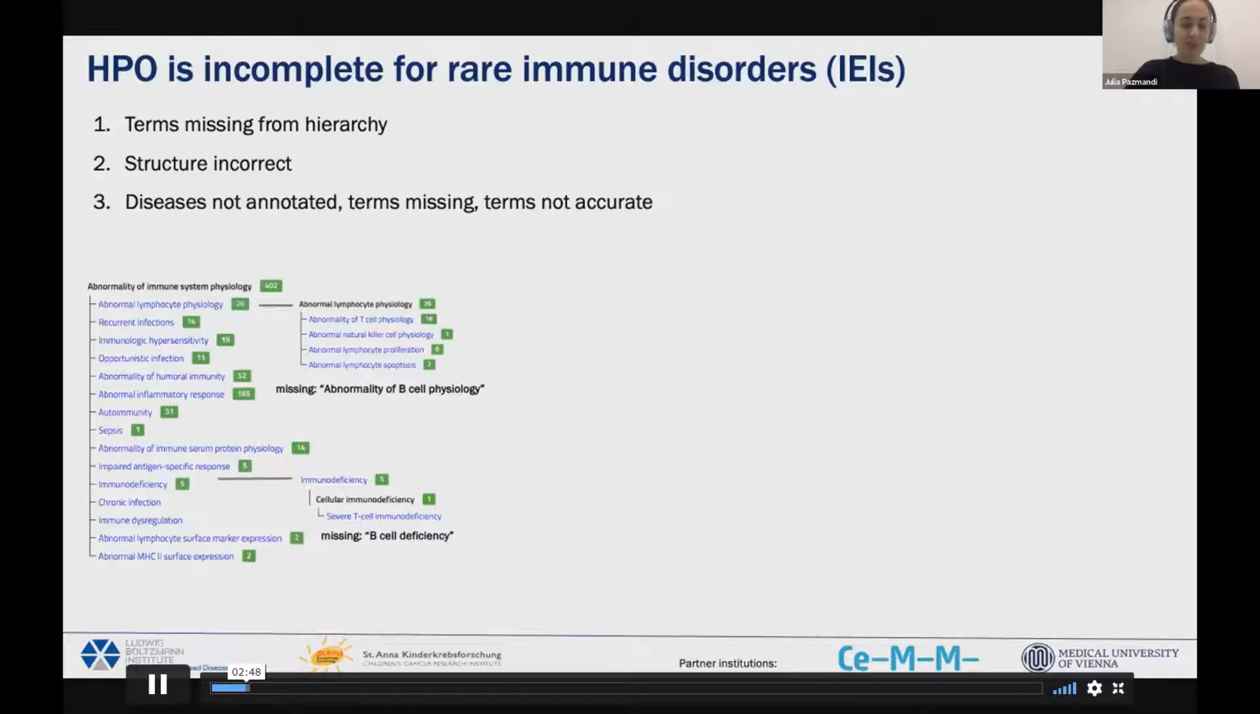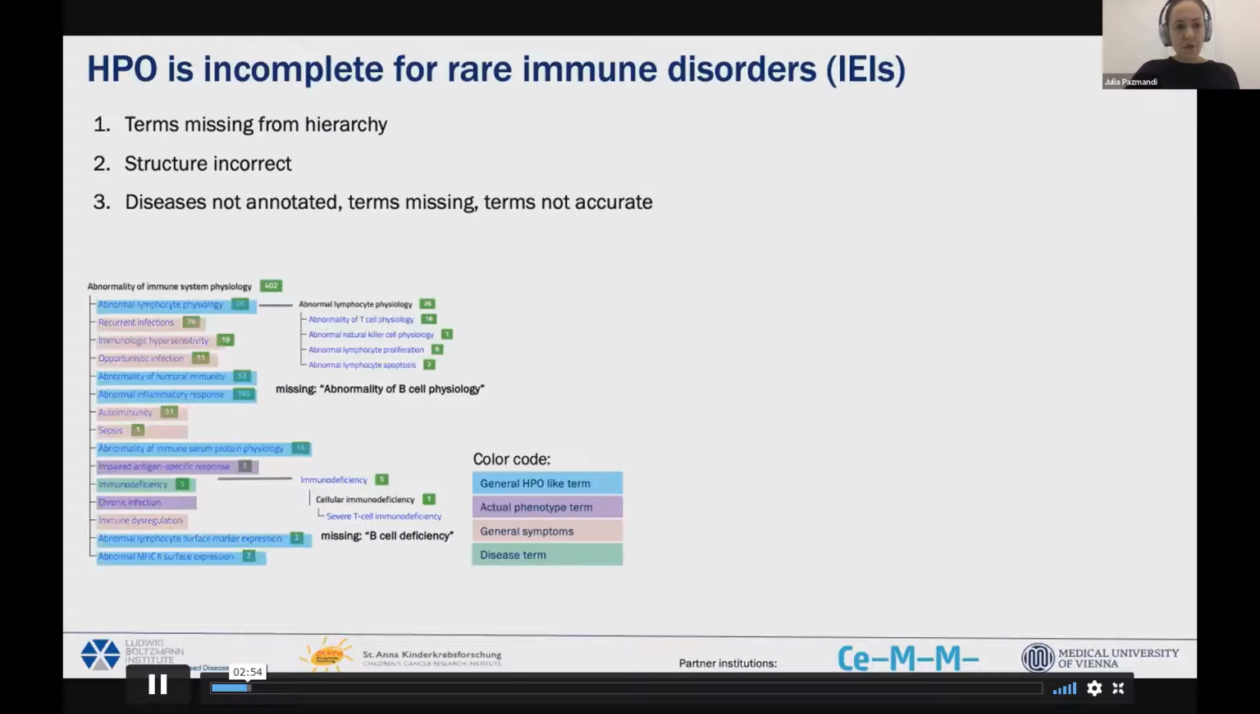But you can find missing terms anywhere. So here at the immunodeficiency, you can see that B-cell deficiency is missing. Furthermore, if you look at the terms that are in the same level of the hierarchy, so here on the left-hand side with the different colors, you can see that there are very different and diverse terms at the same level of the hierarchy. So it's not completely optimal.